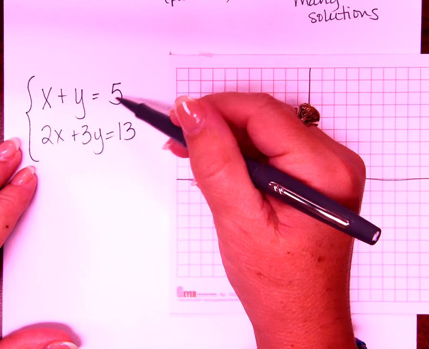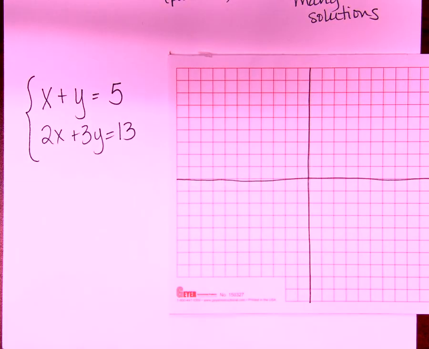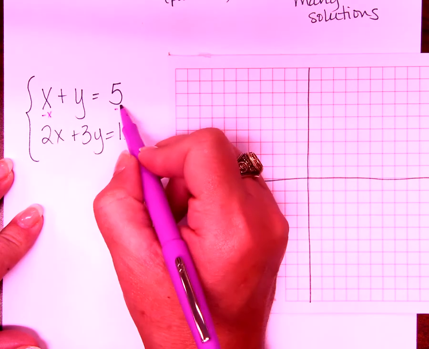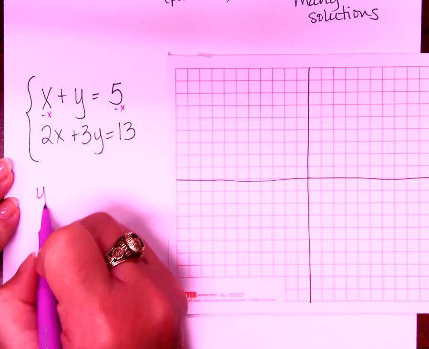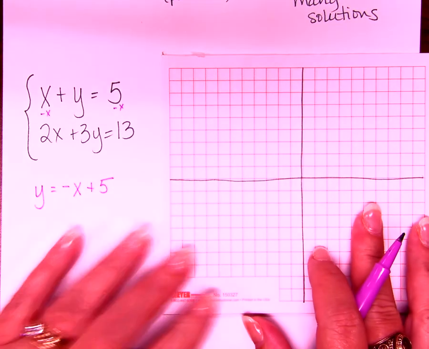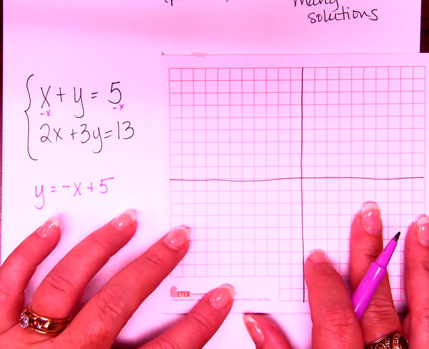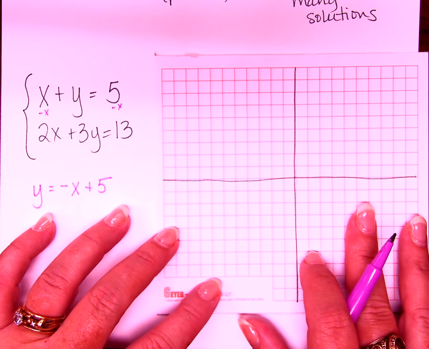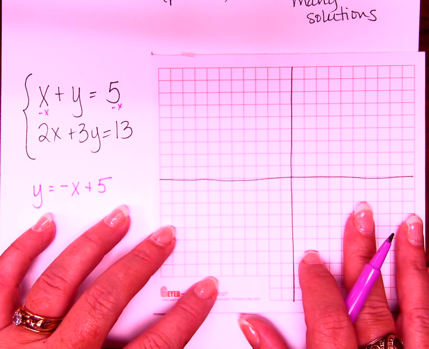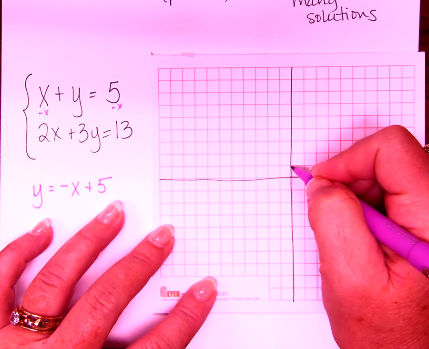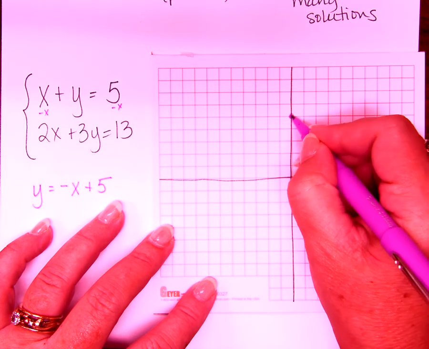Well, in order to solve these by graphing, what do I need to do? Get y by itself. Okay, I have to isolate the y. So in the first equation, the way I'm going to do that is by subtracting x. So I get y equals negative x plus 5. You want to go ahead and graph that one? How do I graph it? What's the y-intercept? 5. So on the y-axis I go 1, 2, 3, 4, 5 and put a dot.